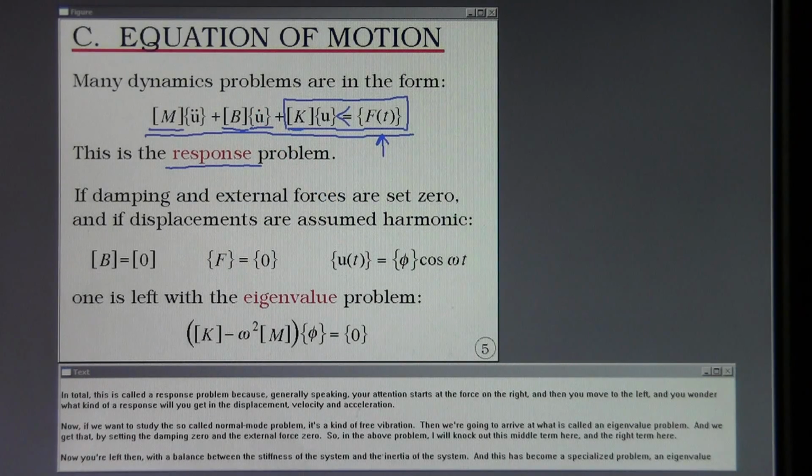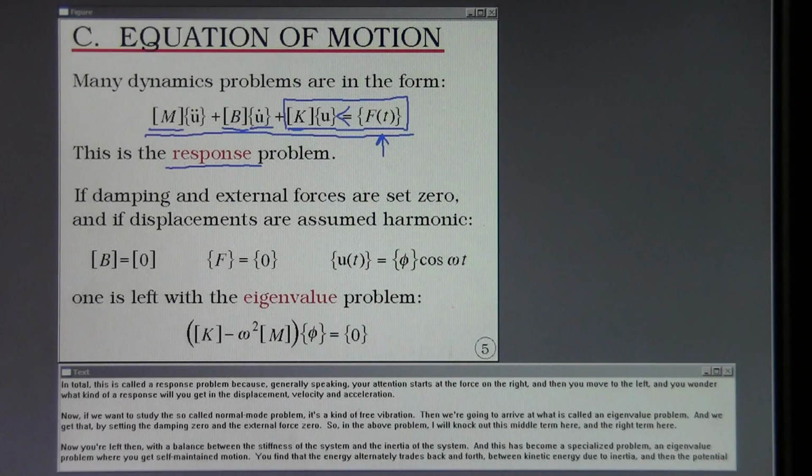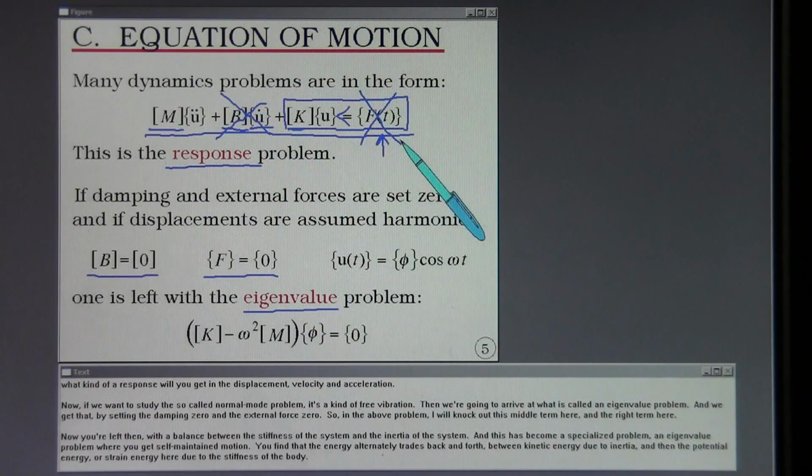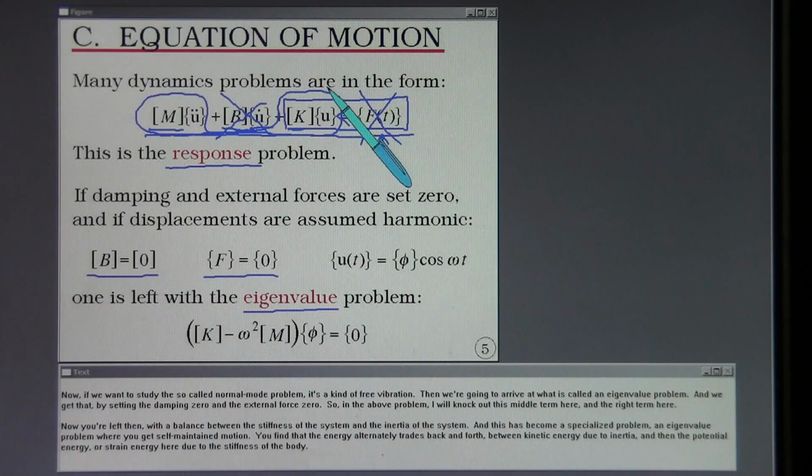Now, if we want to study the so-called normal mode problem, it's a kind of free vibration. Then we're going to arrive at what is called an eigenvalue problem. And we get that by setting the damping 0 and the external force 0. So in the above problem, I will knock out this middle term here and the right term here. Now you're left then with a balance between the stiffness of the system and the inertia of the system. And this has become a specialized problem, an eigenvalue problem, where you get self-maintained motion.